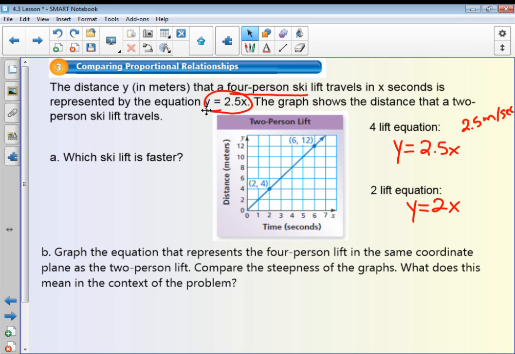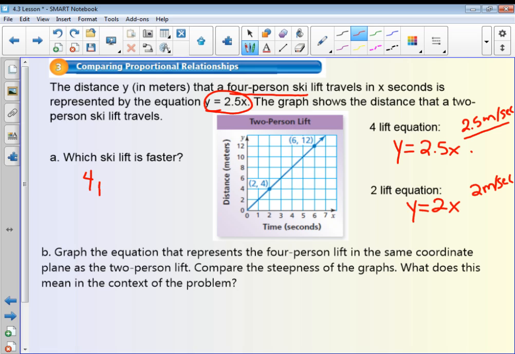So it asks us which ski lift is faster. So once again, let's interpret what this means. Well, we set up here that this meant that ski lift was traveling at 2.5 meters per second. This one is traveling at 2 meters per second. So which one's faster? Which one has a bigger slope number or decimal number right next to that x? Well, that would be the 4-person ski lift. So that one's actually traveling faster.